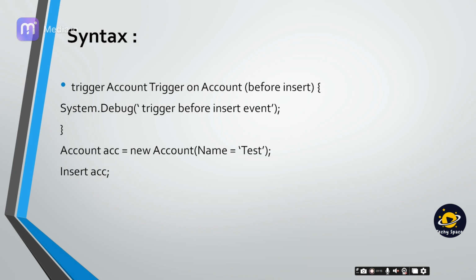Insert acc. This line will insert the acc record into the Salesforce database, and since the trigger will execute before the insertion of an account record, this is the event that will fire the trigger. So we'll move on to execute this code. For that, we have to log in to the Salesforce org.